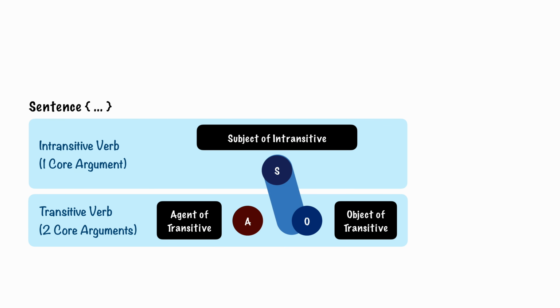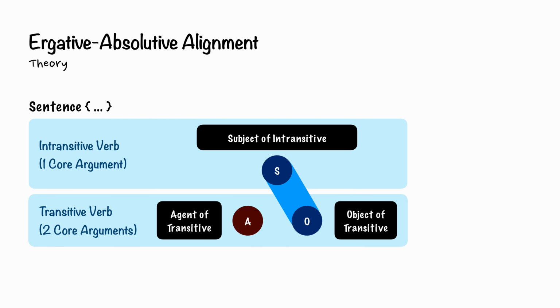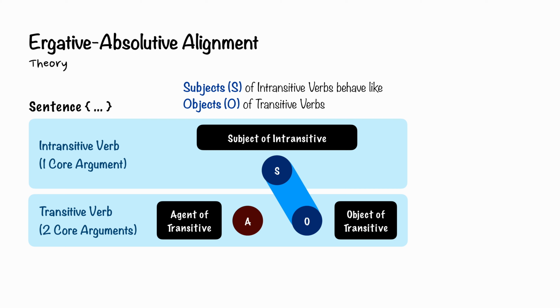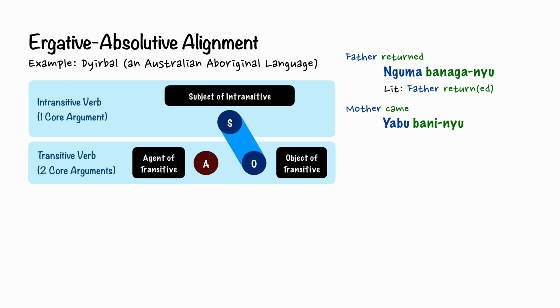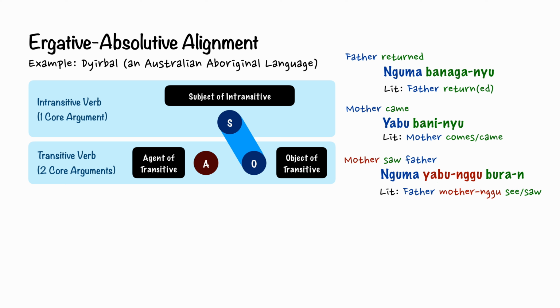There is an opposite alignment type called Ergative-Absolutive alignment, where subjects behave like objects, while agents are marked or behave differently. For example, in Dyirbal, for sentences with intransitive verbs: father returned, nguma banaganyu; mother came, yabu baninyu. In a transitive sentence, consider nguma yabunggu buran, meaning mother saw father, or literally, father mother-nggu saw.